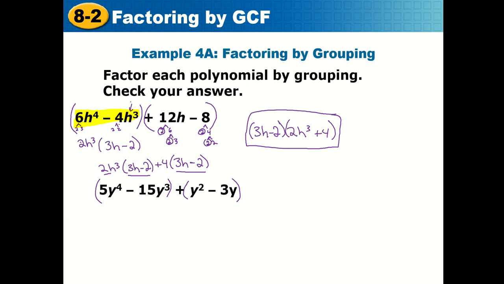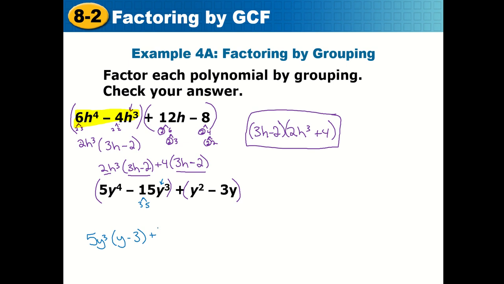Let's do blue. Okay, so again, we're going to look here with the factors of 5 are 1 and 5, and then 15 is 3 and 5. And again, just like with this one, I'm going to take out my y cubed. That's going to be my greatest common factor. So my greatest common factor of this one is 5y cubed. Then I'm left with y, because 5y to the fourth divided by 5y cubed is just y, minus 3.